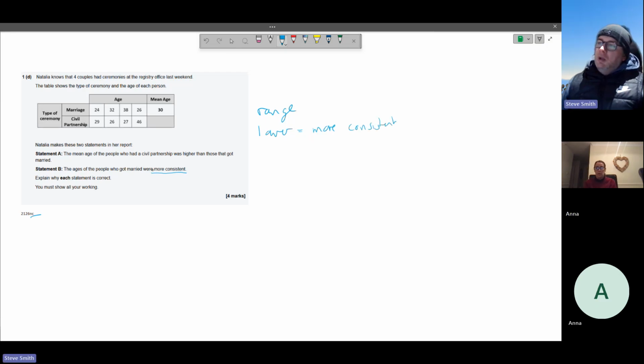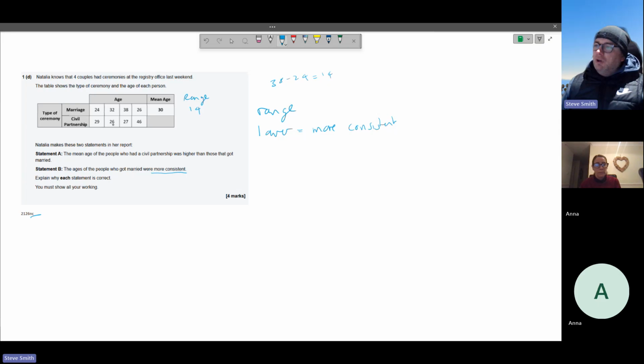So she was saying that the age of the people that got married was more consistent. So let's have a look. We're going to put in here range, because we need to know what the range is. So we've got the highest age there is 38 and the lowest age there is 24. So 38 take away 24 equals 14. So we know the range of people that got married is that.